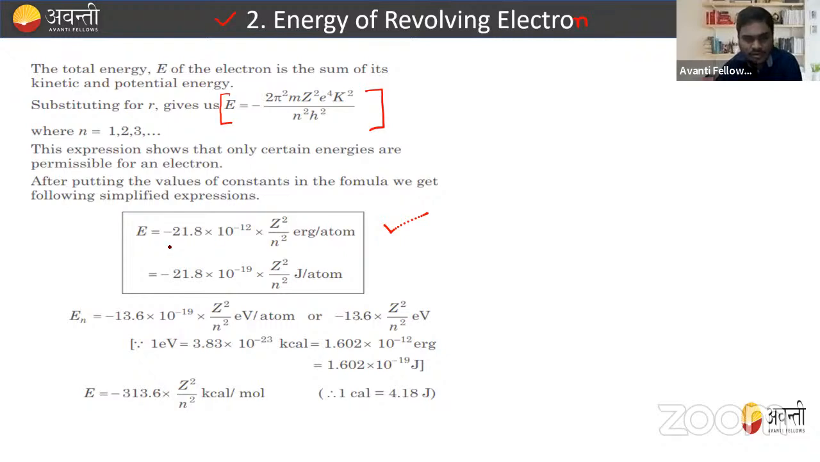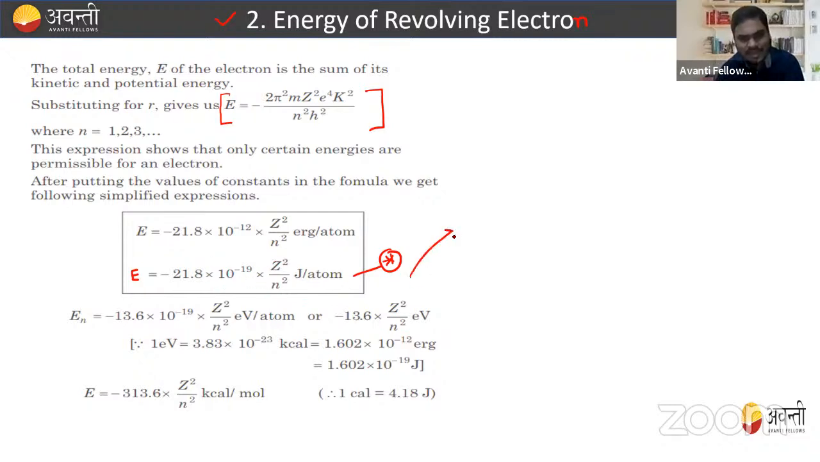So anyone who wants this energy in erg per atom can remember it like this. Now this one is important to learn, because it is very important in terms of joule. So what is the formula of energy in terms of joule? It is very simple to remember. It is equal to minus 21.8 into 10 to the power 19 joule per n square.